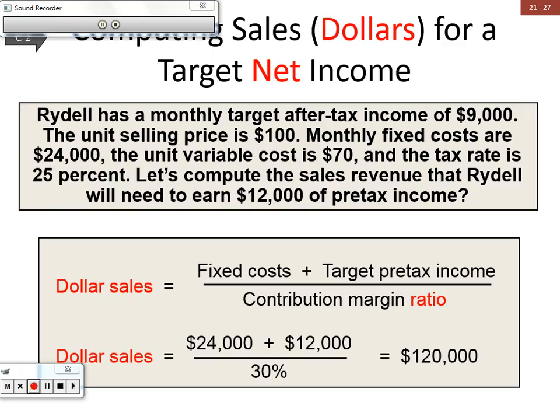It's sad, but you guys didn't get what I was asking. I asked you what the 30% was. What's the 30%? The contribution margin ratio, which you get by doing what? What's the contribution margin ratio equation?